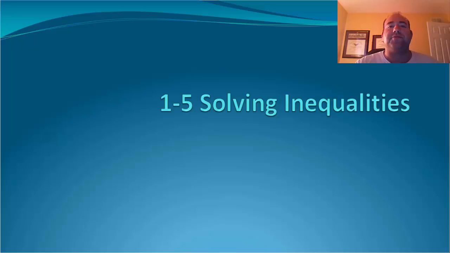To section 1.5. We're talking about solving inequalities. More review of some Algebra 1 concepts with inequalities. The good news is an inequality is really just an offshoot of an equation. The only big difference is going to be talking about what a solution for an inequality will look like compared to the solution of an equation.